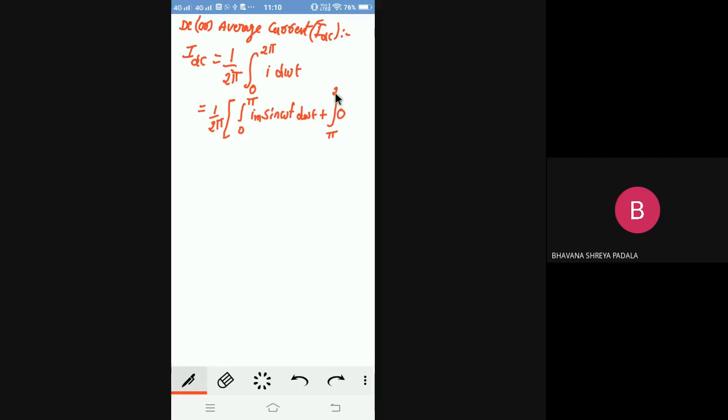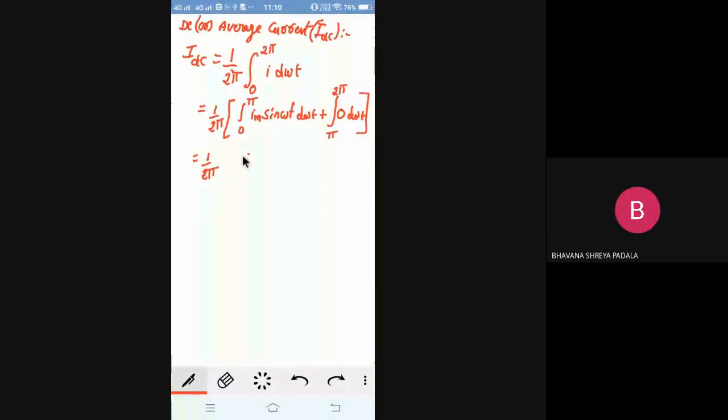So what is the integration of sin omega t? Since we are integrating with respect to d omega t, I_m is constant. So with I_m constant, what is sin omega t? It is minus cos omega t.